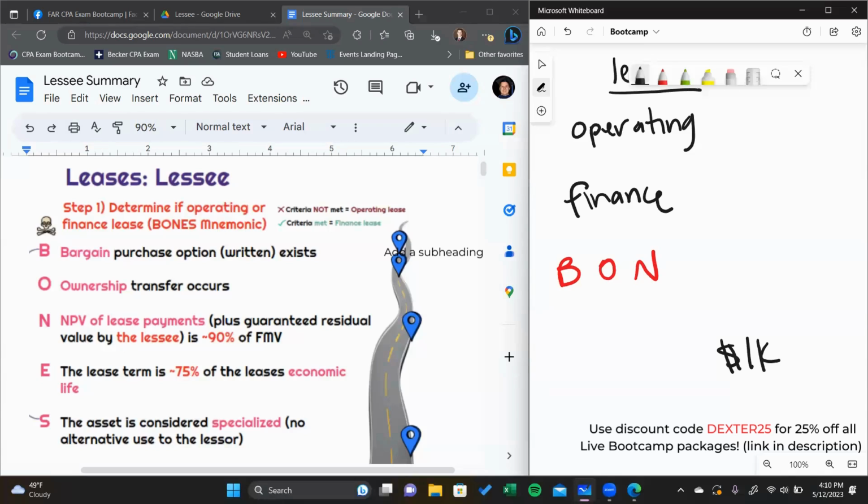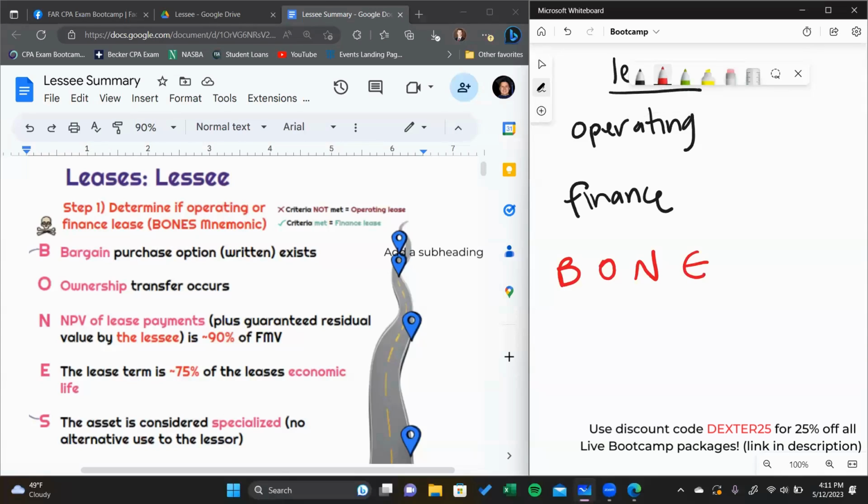So to summarize, for the present value of lease payments, we want to include residual value that's guaranteed by the lessee, not by third parties. And if the present value of all of our lease payments plus the guaranteed residual value is greater than 90%, then we've satisfied the criteria for the NPV.